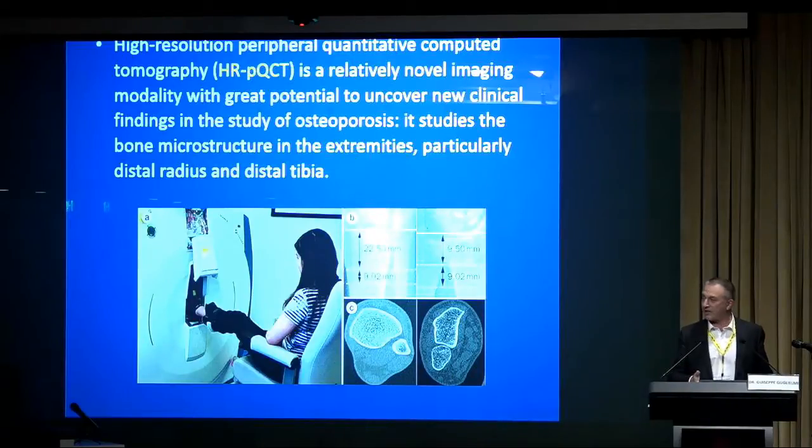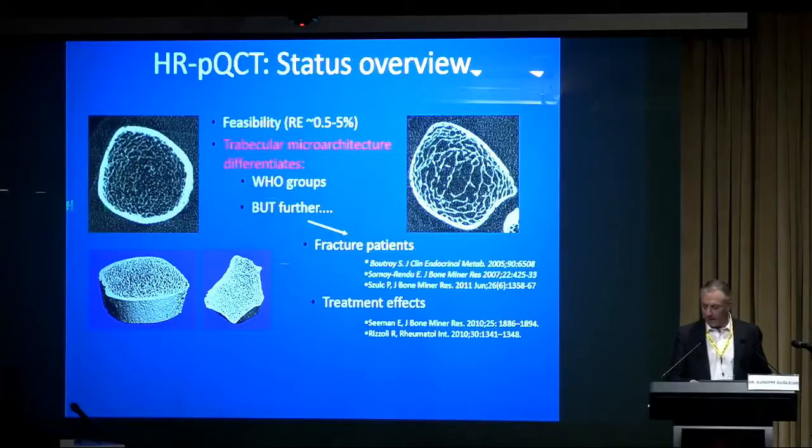I show you an example of peripheral high-resolution QCT at the level of the tibia, showing the characteristics of the trabeculae as well as the integrity of the cortical bone. And in fact, looking at this detail of the imaging, you can easily separate a normal bone from an osteoporotic bone due to the lack of integrity, the interruption of the network of the trabeculae.